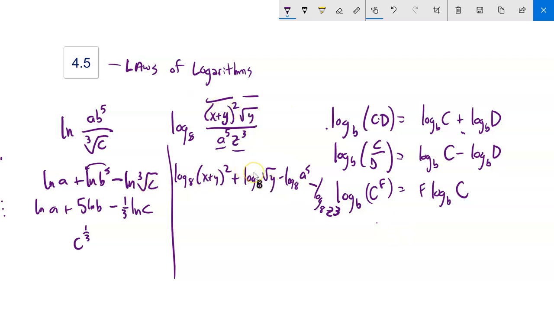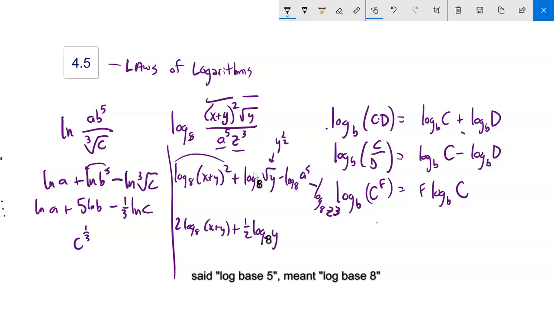Now I'll deal with these exponents. Bring out that 2: 2 log base 8 of x plus y, plus, this is a 1/2 power, y to the 1/2, so 1/2 log base 8 of y. Bring out that 5: minus 5 log base 8 of a. Bring out that 3, that cubing: minus 3 log base 8 of z.